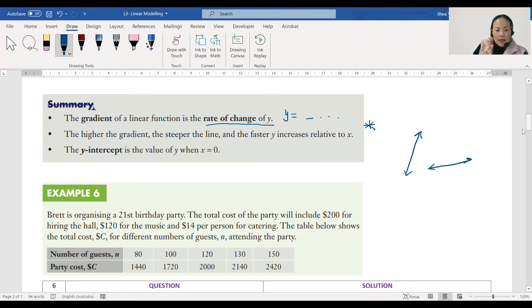The y-intercept is the value of y when x equals 0. Okay, that's when it cuts through the y-axis. So keep that in mind.